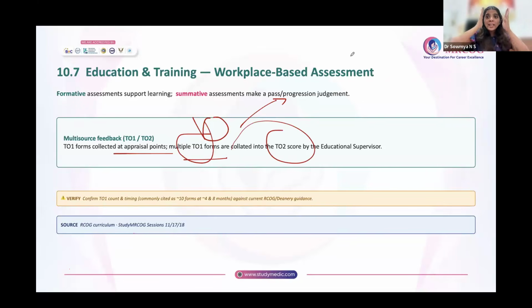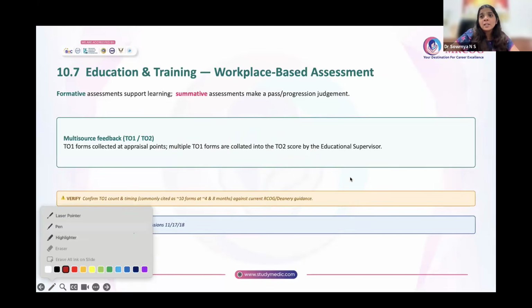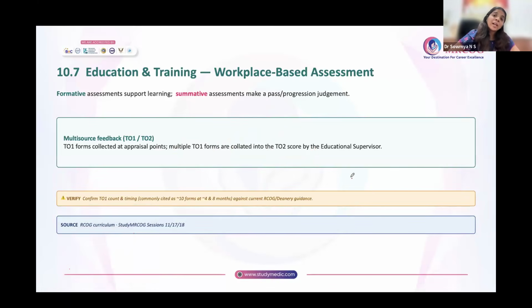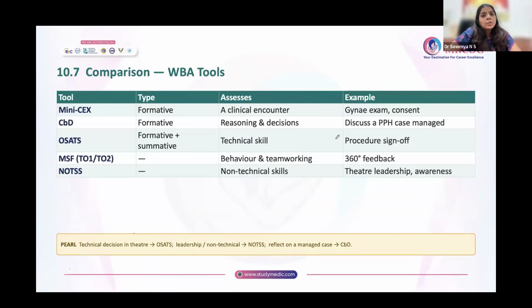Basically, for your yearly appraisal, you need to give 10 team observation forms, which your educational supervisor will go through and give a TO2 score. This is extremely important so that you are assessed not only for your academics but also as a leader. So there are a couple of tools.